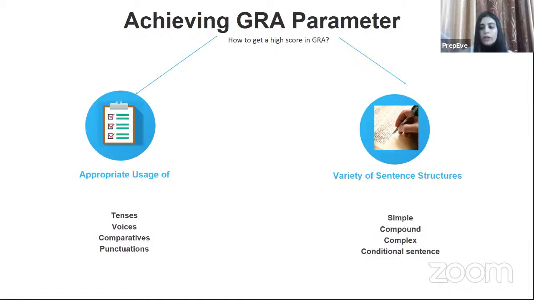Okay, so now that you've understood about the different parameters and how much weightage each one of them carries, you can focus and prepare accordingly. You don't unnecessarily have to spend hours and hours in learning tenses or hours and hours in learning how to use voices. Similar is the case with vocabulary. You don't have to keep memorizing words from some PDF file.